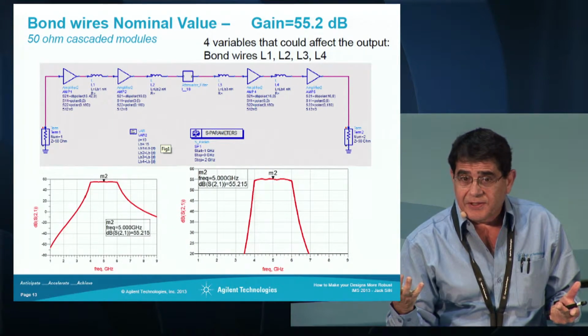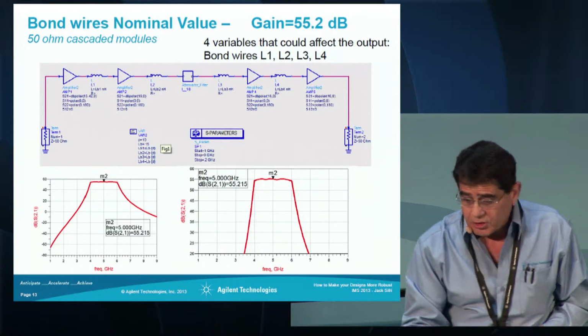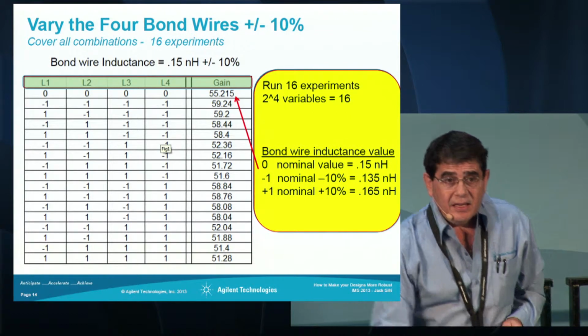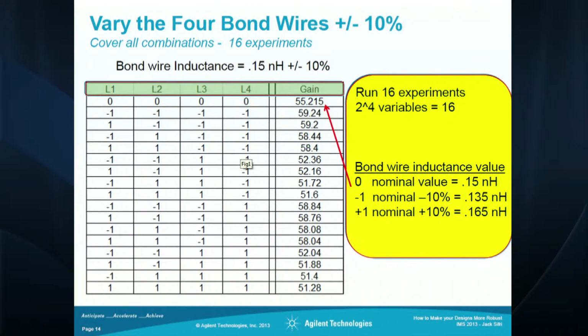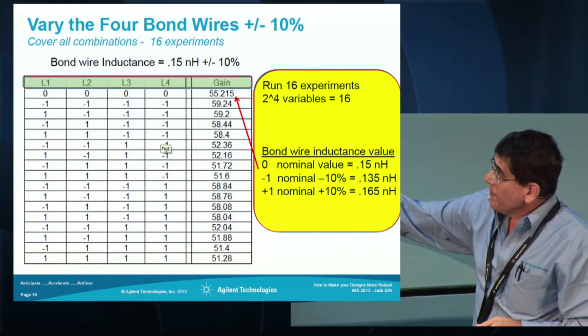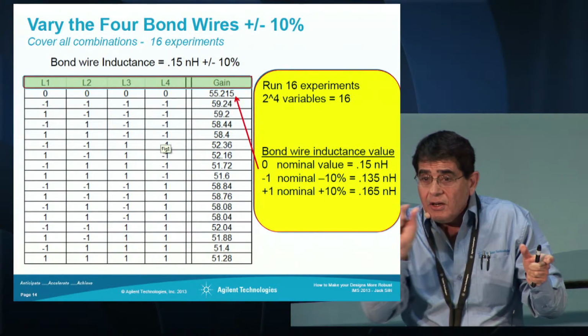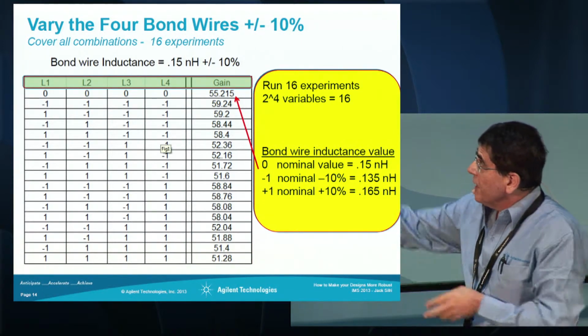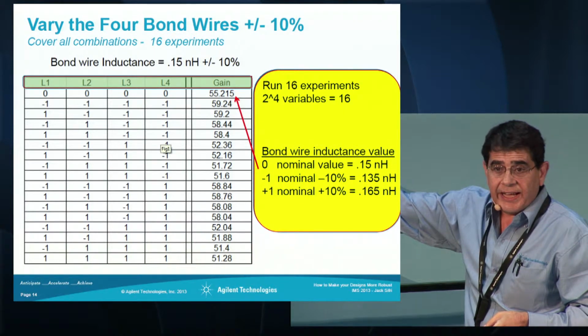But now I want to see how robust my design is, how sensitive it is. So I'm going to run design of experiment on it. What you see here is a table that has the four inductors between the modules, L1, L2, L3, L4. Those are my variables, the inductance between the modules. If I have zero, this means all of the inductances are nominal value, 0.15 nanohenry, and I do get my 55.2 dB gain.